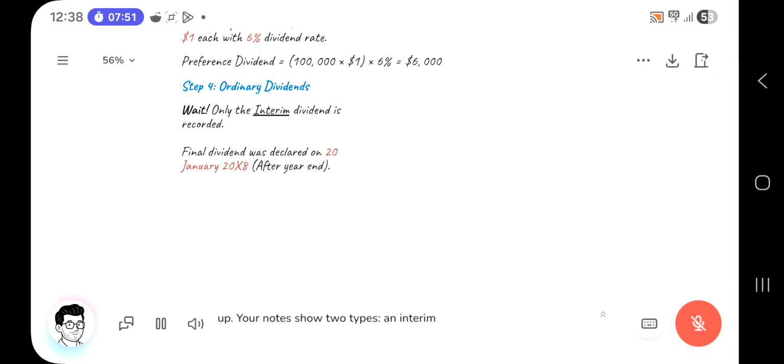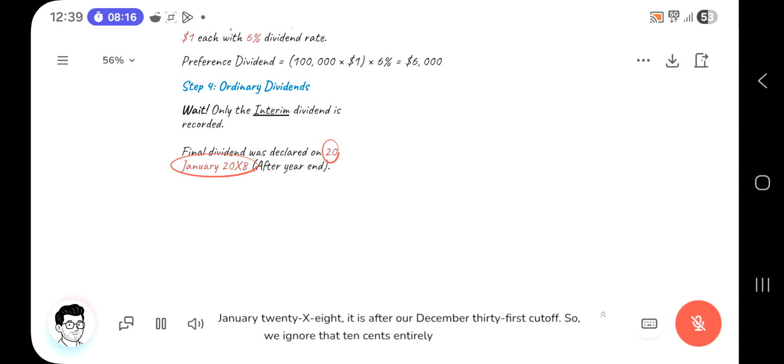Your notes show two types, an interim dividend of 5 cents and a final dividend of 10 cents. Here is the rule from your notes. We only account for dividends paid or declared during the year. Since the final dividend was declared in January 20X8, it is after our December 31st cutoff. So, we ignore that 10 cents entirely for this calculation.